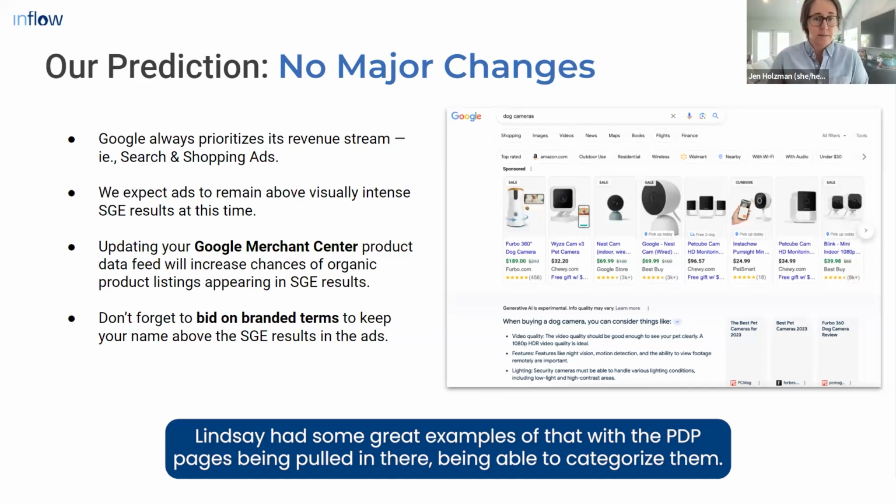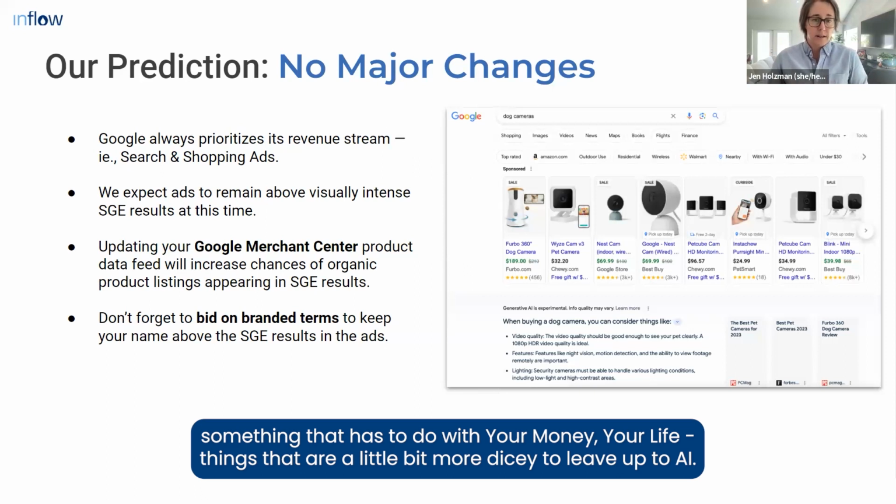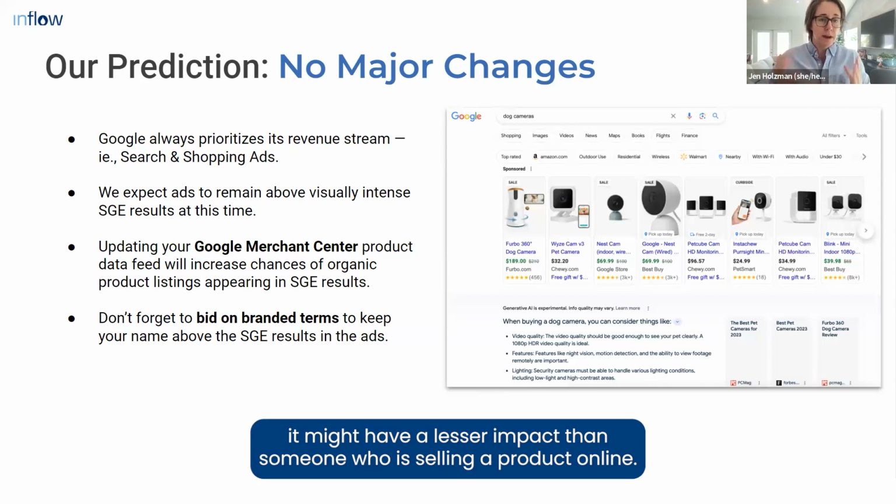Lindsay had some great examples of that with the PDP pages being pulled in there, being able to categorize them. I imagine that Google's going to have a lot more of those results available than they are something that has to do with your money, your life, things that are a little bit more dicey to leave up to AI. So if you're in a medical field and looking for lead generation, it might have a lesser impact than someone who is selling a product online.